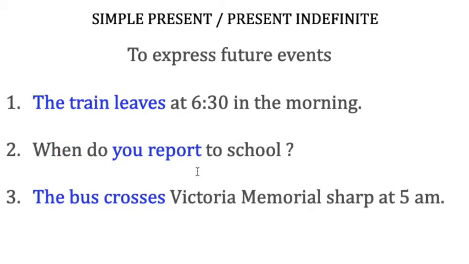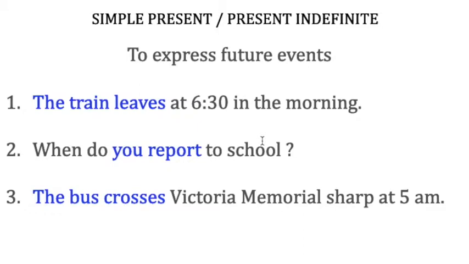Now the simple present or present indefinite is also used to talk about future events, something which is going to happen in future. I am talking about it right now, but this is not happening at this point in time. So do you see? It is present tense but talking about future time. We can use this tense to talk about a future event. The train leaves at 6:30 in the morning. Suppose you are going to catch a train tomorrow morning. Now you ask, and when is the train? So you give the answer, the train leaves at 6:30 in the morning.